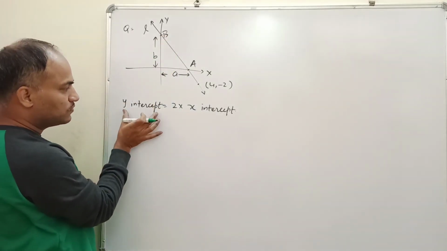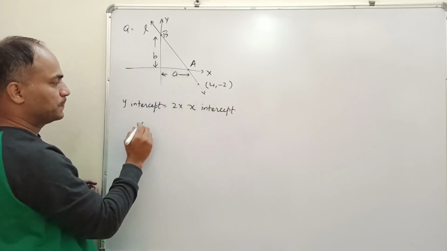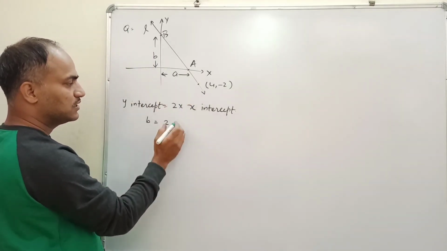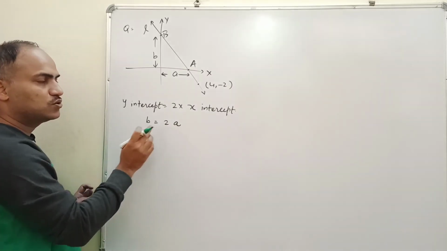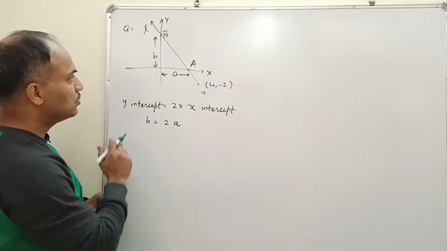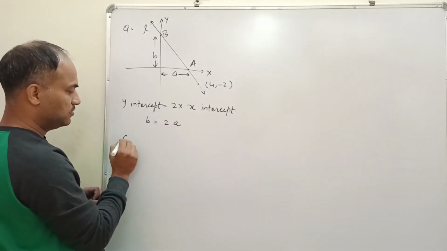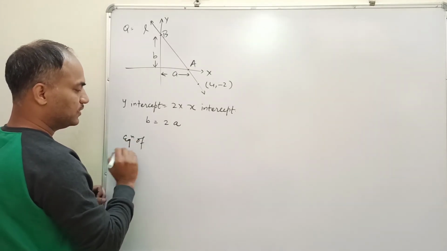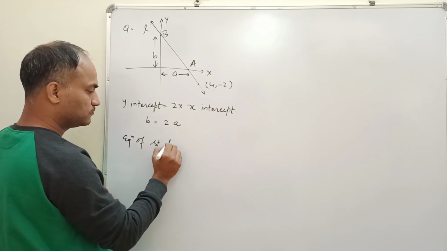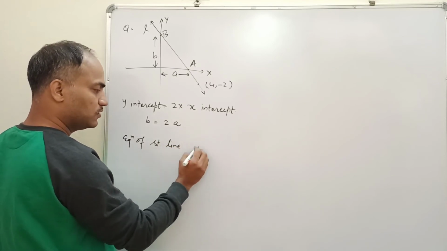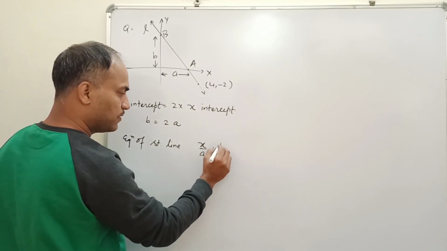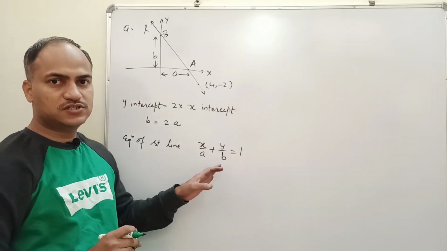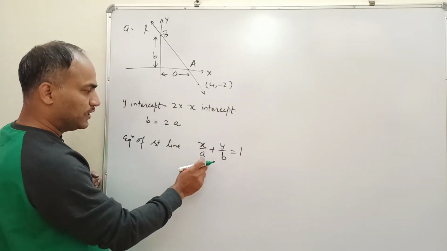According to the question, y-intercept means b, and this b is equal to 2 times the x-intercept, meaning a. So b is equal to 2a, given to us. We know the formula for the equation of a straight line in intercept form: x/a + y/b = 1. This formula we have just proved. So let us put in the values.